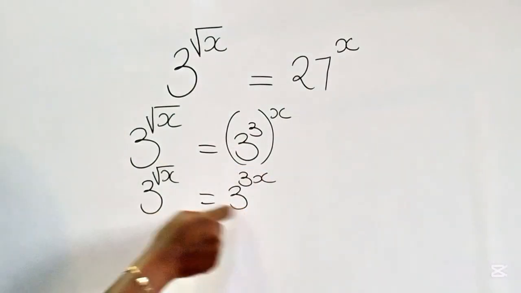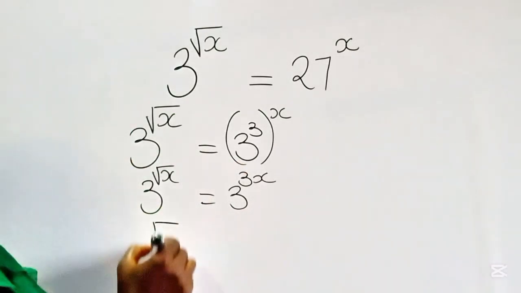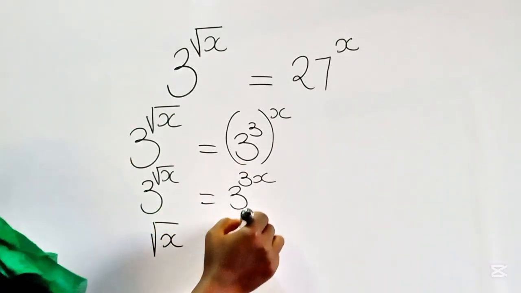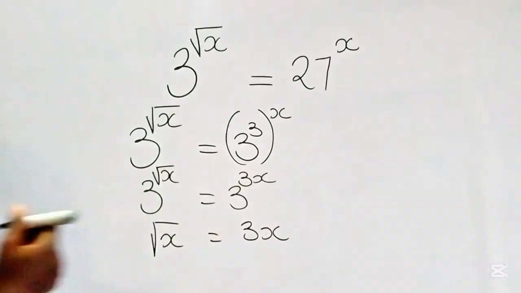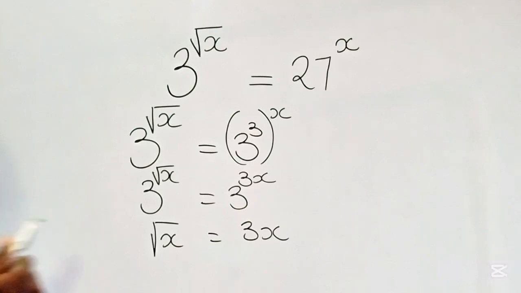So now that we have equal bases, we can equate the powers. So this would give us root x is equal to 3x. We now have a form of radical equation. So what we want to do here is to eliminate this radical. To do that, we square both sides.